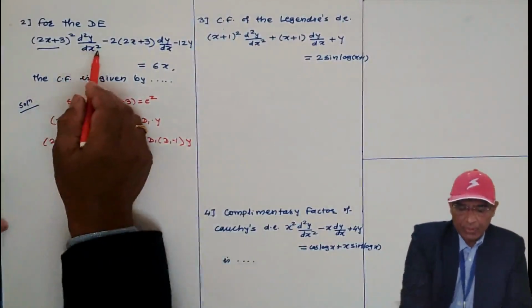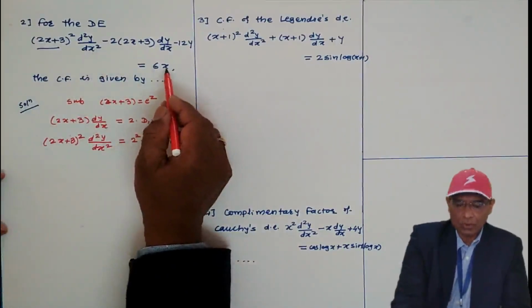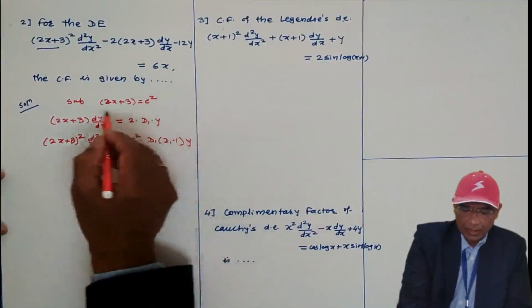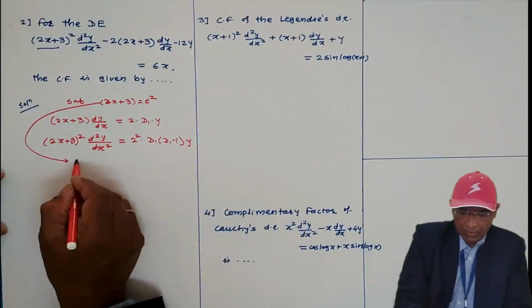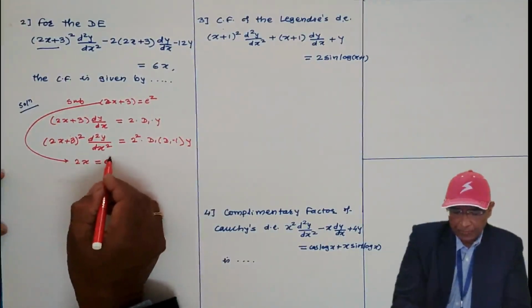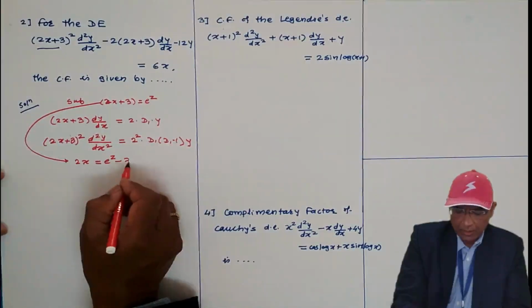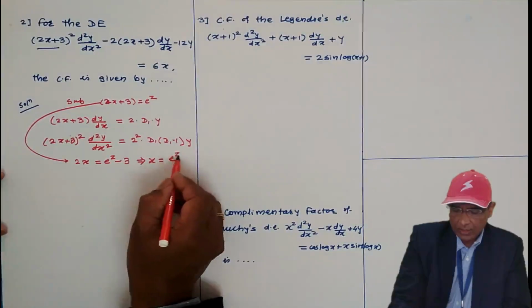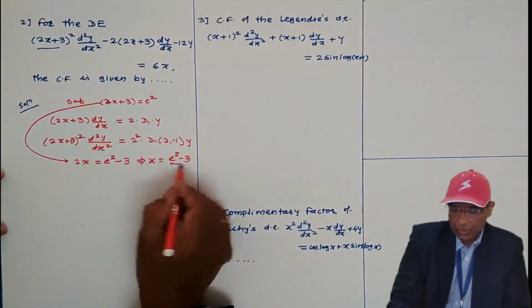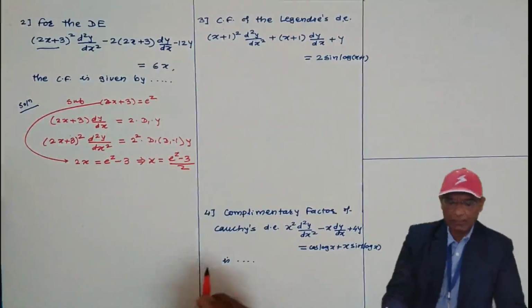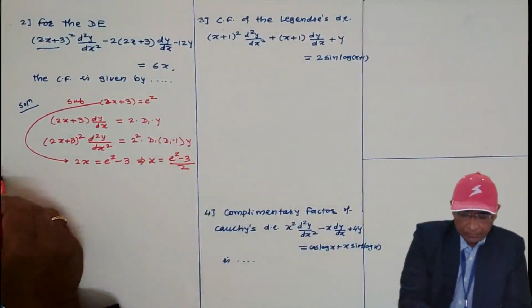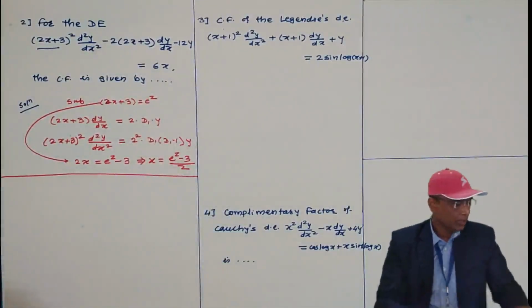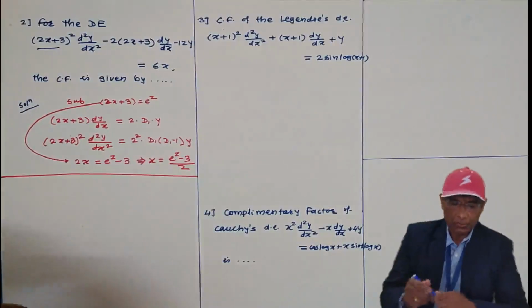Now this differential equation becomes, here on the right hand side the value of x is also required. The value of x you can find from here. See, 2x equals e power z, 3 I am shifting to the right hand side. This means x equals (e power z minus 3) by 2. This is the value of x, because on the right hand side x is there and the value of x is required.